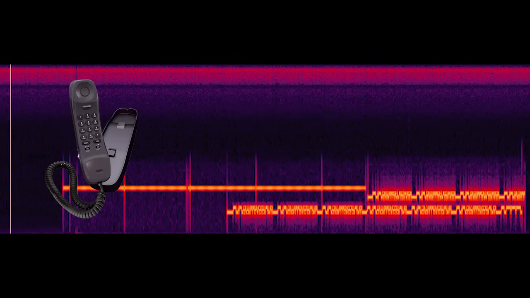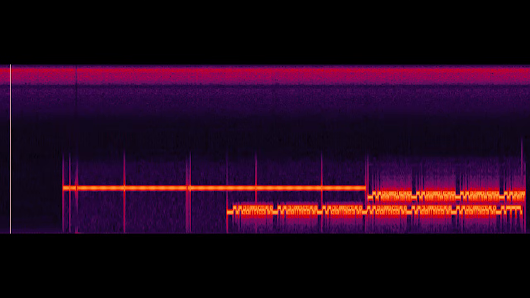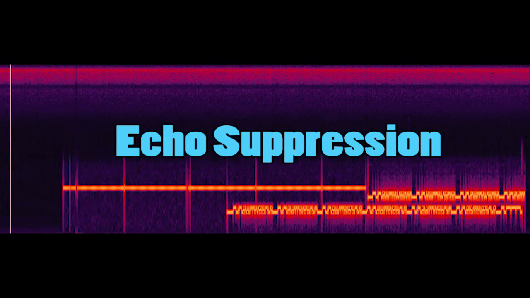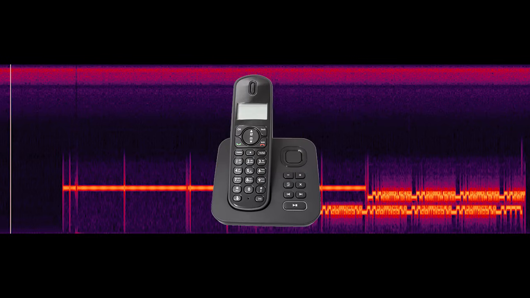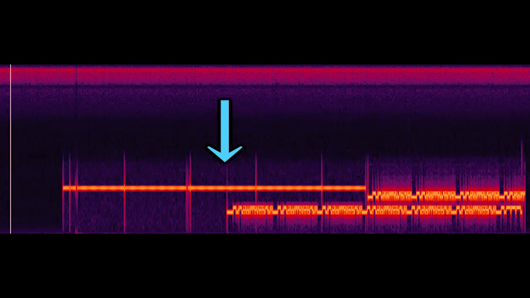Well, let me explain. If you're talking on your phone, there's a chance that you might hear yourself on the other end, which can get pretty annoying. So that's why phone companies have echo suppression, so that won't happen as much. Now that's good for people when they talk on the phone, but bad for modems, because as I mentioned before, it could corrupt data being transmitted over the phone lines. So that's why we have this tone.